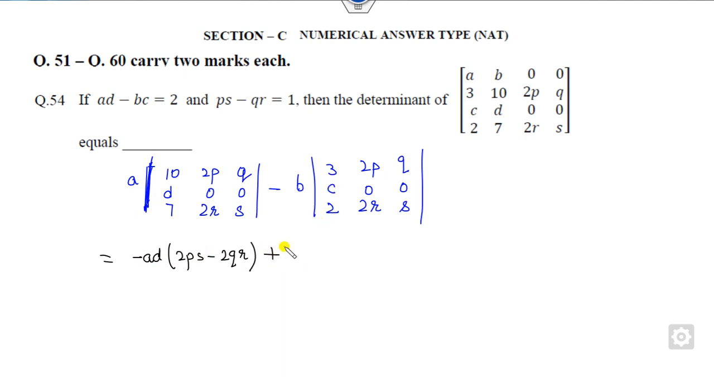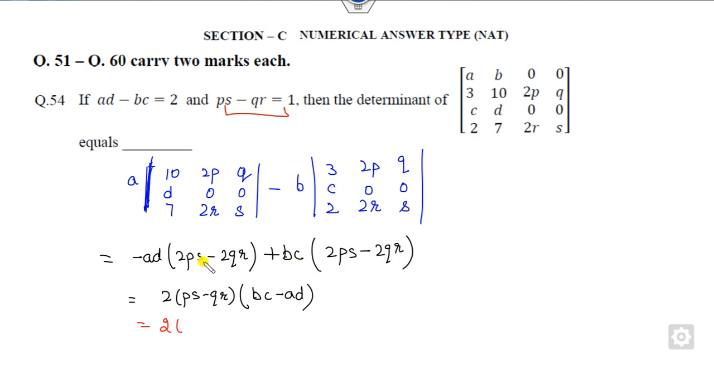I can again expand with respect to the c. It will be 2ps minus 2qr. So what is this? 2ps minus qr is common. What will happen is bc minus ad. Now you can substitute the value. What is ps minus qr of this? It's 1. What is bc minus ad? It's minus 2. So the right answer is minus 4 is the correct answer.